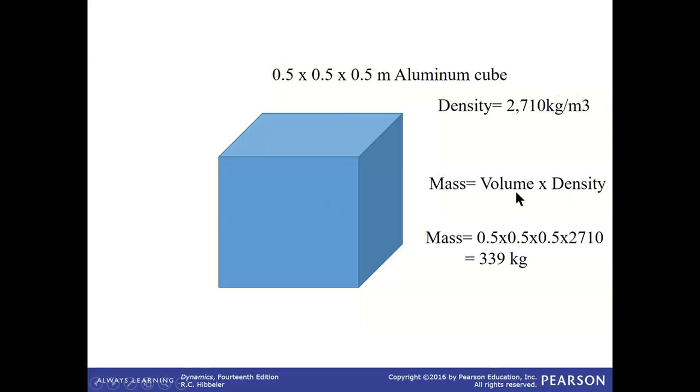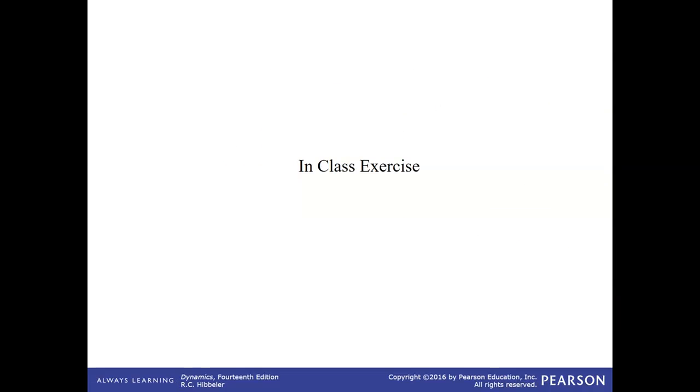So the mass of the cube can be calculated by multiplying volume with density. So the volume of the cube is length times width times height, multiplied by the density 2700, and the mass of the cube is 339 kilogram. Okay, so that's it. And now for the next part of the video, we will do some in-class exercise.